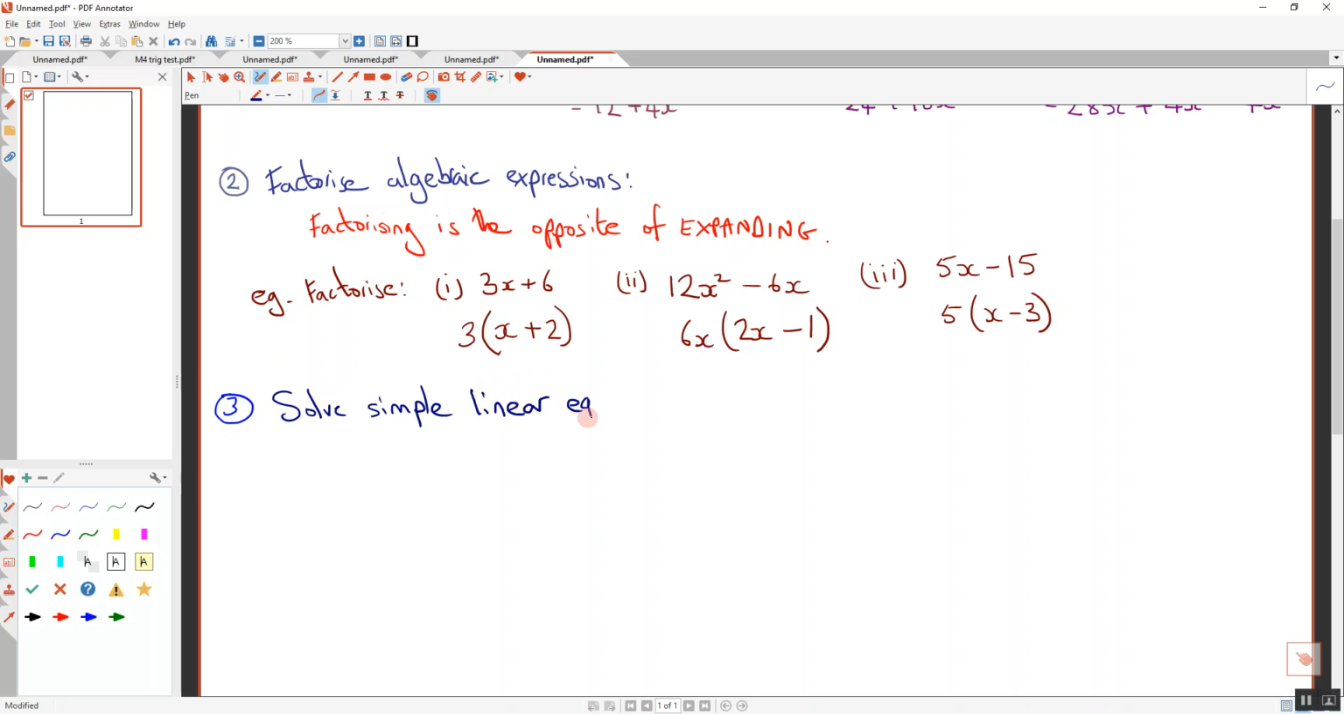Simple linear equations. So let's see how well we remember how to do these. This is good review. I'm going to give you some practice of these in a minute. Okay, solve.